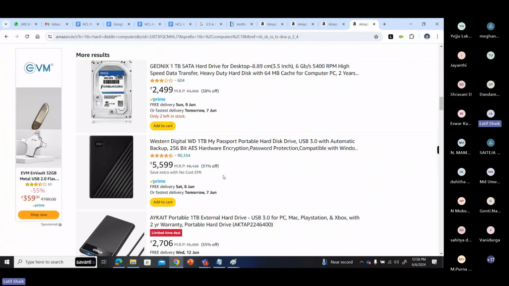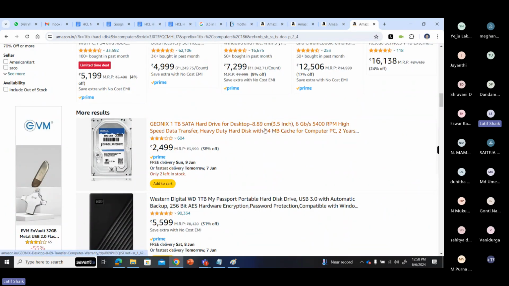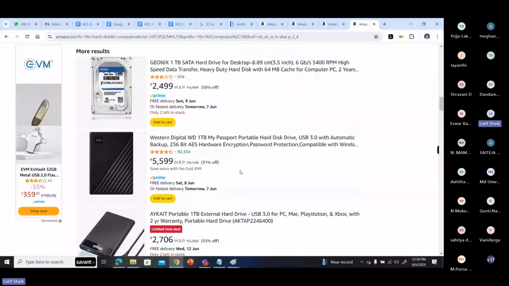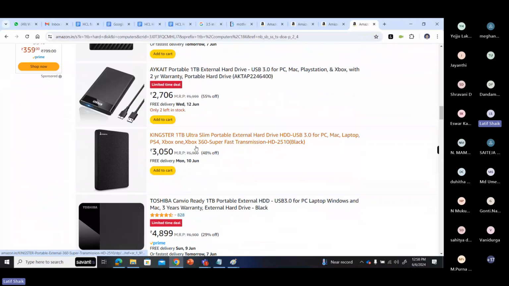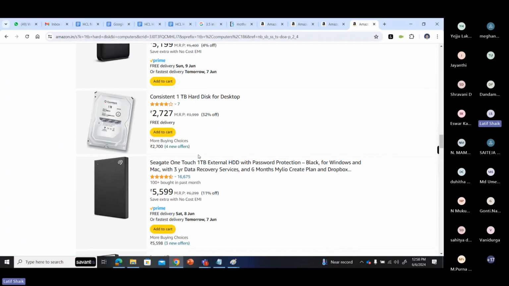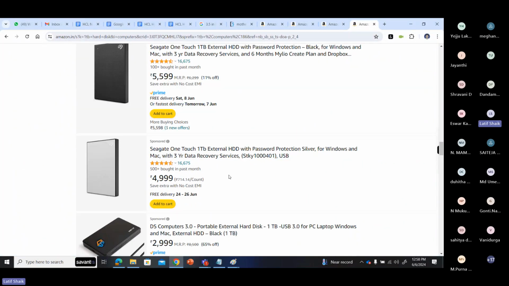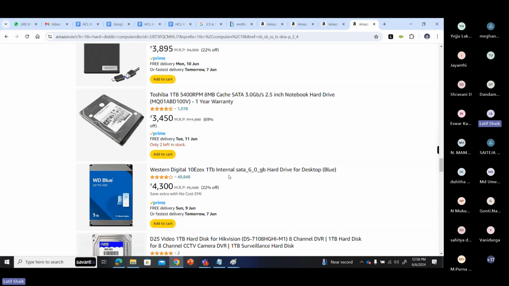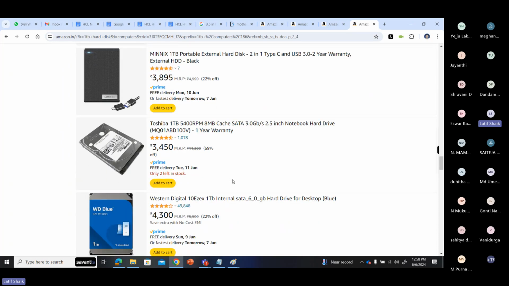I don't know why. See, this is a 1 TB 3.5 inch desktop hard disk, and these are external hard disks. And if you want to go for a laptop hard disk, you can also try. Yes, a notebook hard disk, Toshiba. It is 2.5 inches, 1 terabyte, Toshiba.